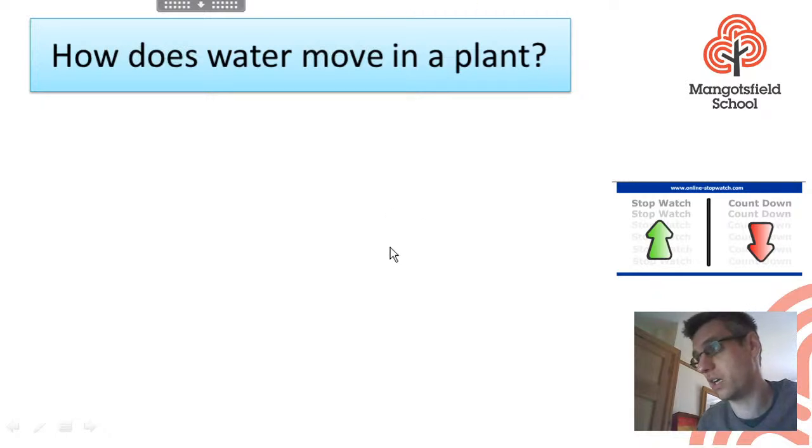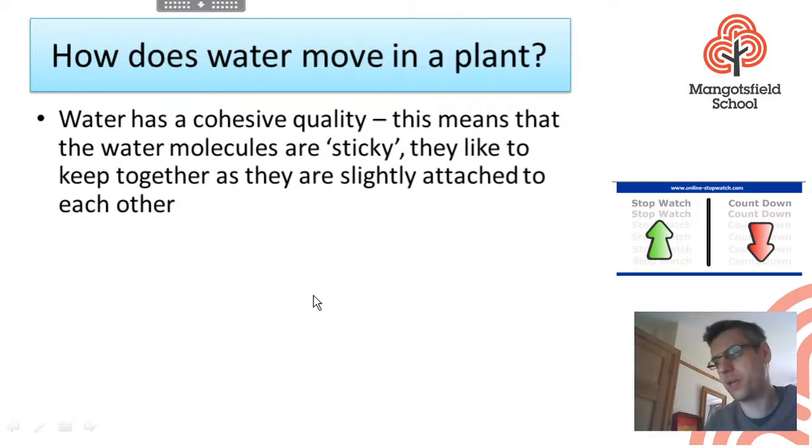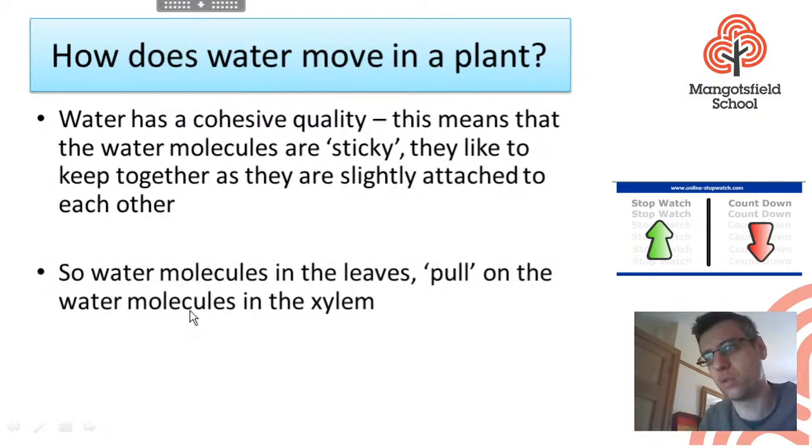So let's have a look at that. Okay, now, one of the reasons that happens is because water evaporates from the top of the plant, and that also helps to create a sort of pressure difference which helps to suck some of the water up. But water molecules also have a stickiness to them. They are slightly sticky, they are slightly attracted to each other. And that means that when water molecules are pulled up the plant, other water molecules are pulled up behind.